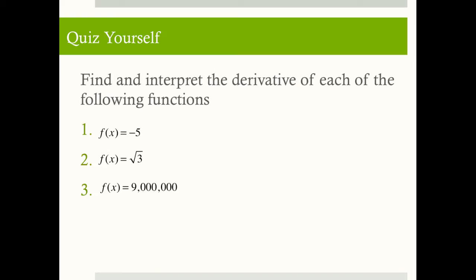Quiz yourself. Find and interpret the derivative of each of the following functions. F of x is equal to -5, f of x is equal to the square root of 3, and f of x is equal to 9 million. Pause the video and try this yourself. So for each function, f prime of x is equal to 0 according to the constant rule.